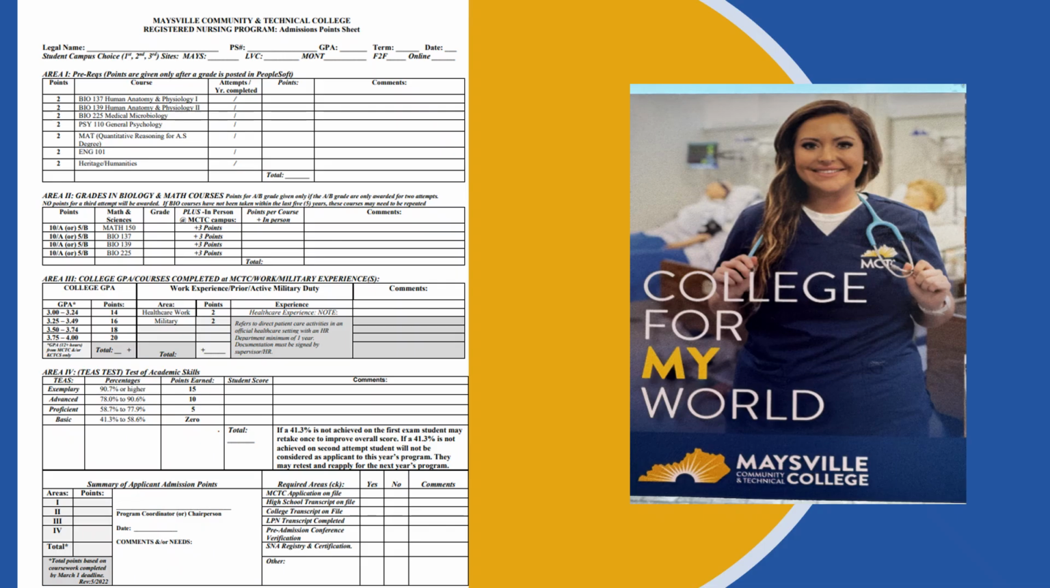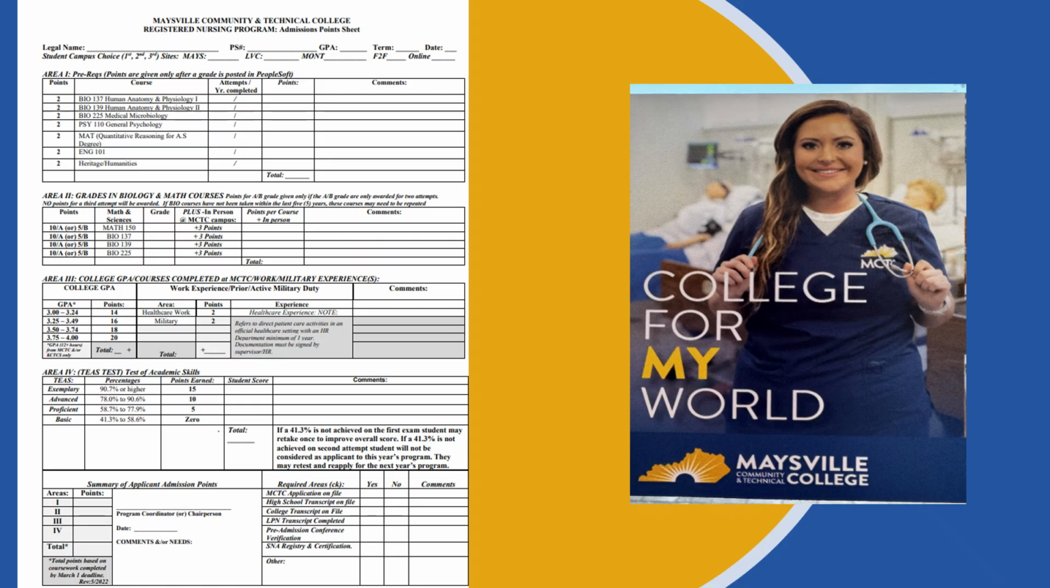And then you have your general psychology or Math 141 or higher, your English 101, and your humanities and heritage classes. So we go through those and see that you've taken those, and you can get up to 14 points in that category for the classes taken. We take those points and put them down at the bottom of the sheet where it says summary of applicant admission points, and we put the points in Area 1.